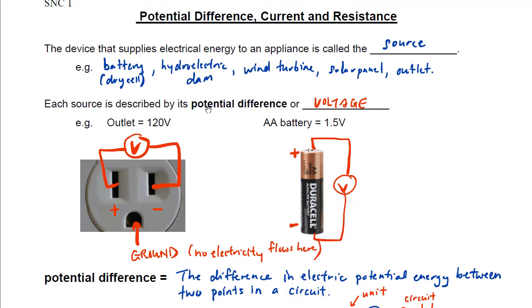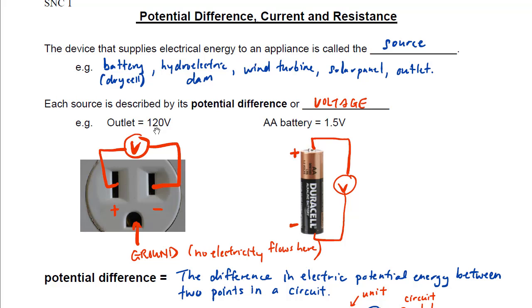Now, when we are describing potential difference, we are really talking about voltage, okay? Voltage, potential difference is exactly the same thing. Potential difference is just talking about the amount of energy between the 2 points, and voltage is the fancy term named after the guy who did a lot of work on it. So you could have different voltages.